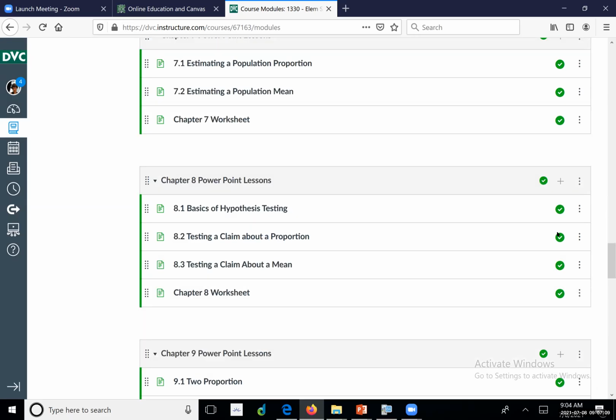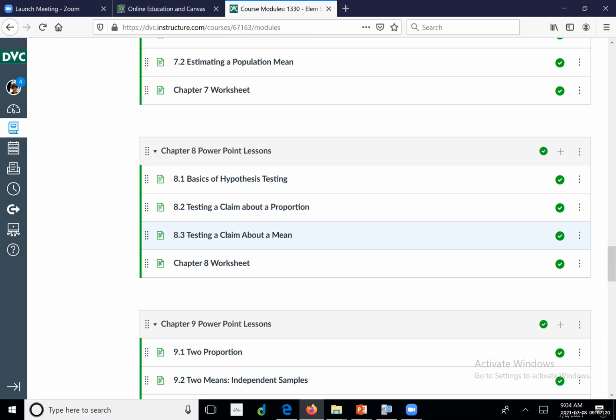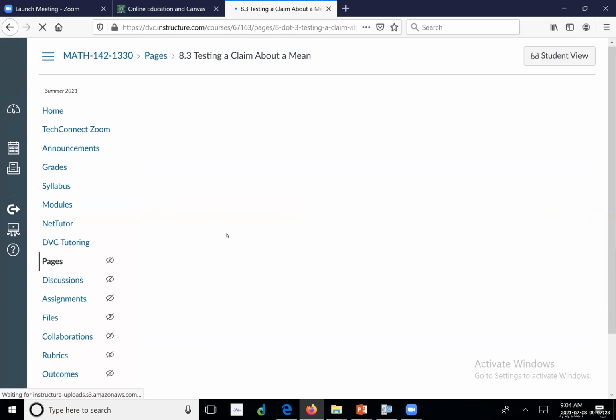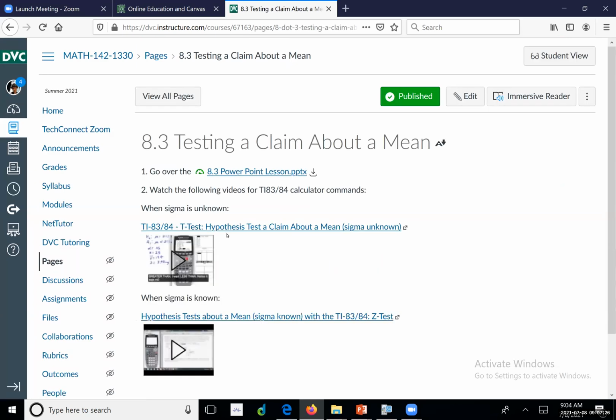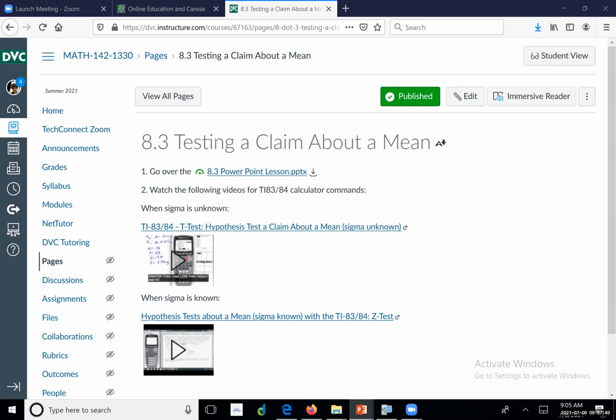Please open 8.3 testing a claim about a mean. I hope you used last night to practice testing a claim a little bit, because the concept is pretty much the same. Now we are testing a claim about a mean. I put two calculator commands, one when sigma is unknown and the other when sigma is known. Let's download the 8.3 PowerPoint.